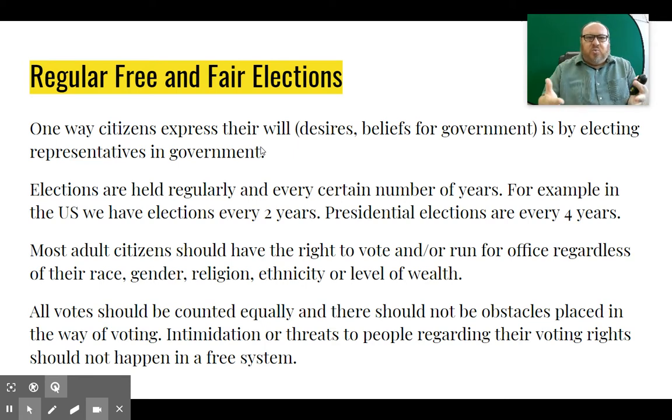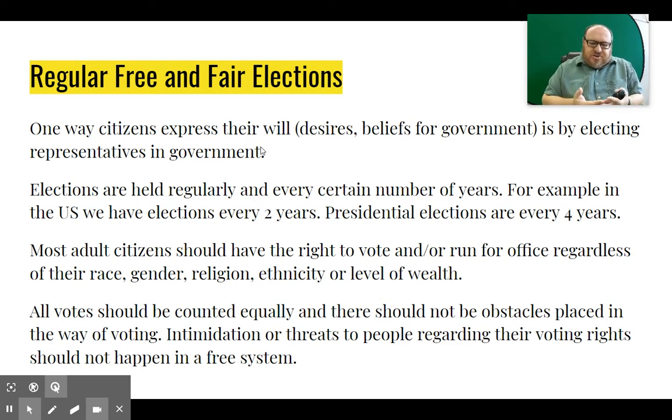Now, when you have those elections, who votes? Well, it depends on the Constitution, but in most democracies, every adult citizen has the right to vote and or run for office, regardless of their race, their gender, their religion, their ethnicity, their level of wealth, their position. It doesn't matter. They all have the right to vote and run for office.